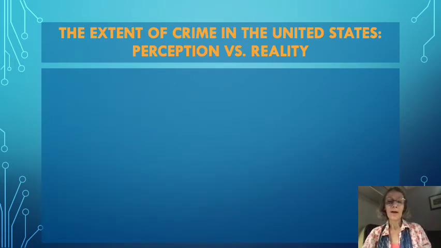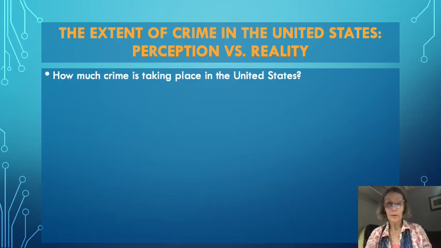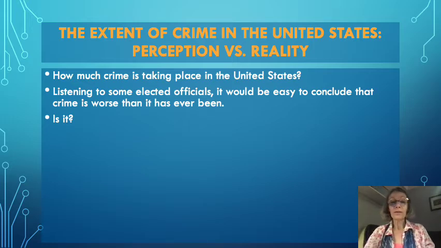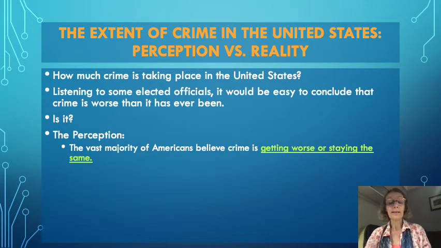So, how much crime is actually going on in the United States? Well, if you listen to some elected officials, it would be easy to conclude that crime is worse than it's ever been. Well, the question is, is it? Is crime worse than it's ever been? Is the crime rate out of control? The perception that most people have in the United States is yes. When asked the question, is crime worse this year compared to last year, the vast majority of people say that it's either getting worse, that there's more crime, or crime is staying about the same.